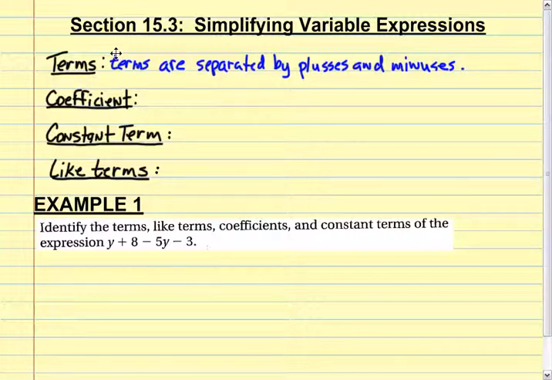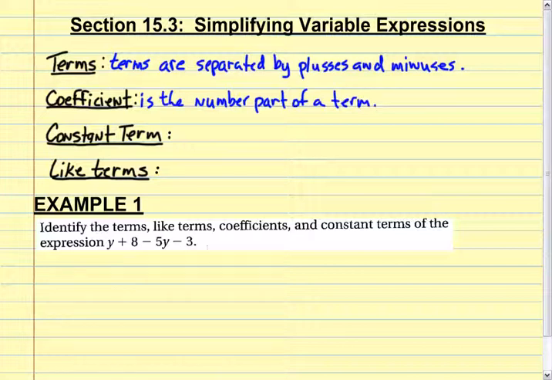Now, coefficient. This is something that you need to know. I've had to repeat it for my 8th graders a lot this year. They didn't get this, okay? I want you to get this. Coefficient is the number part of a term. And I'm going to show you an example here.